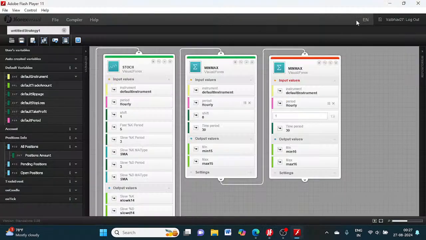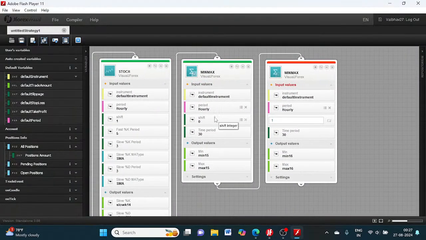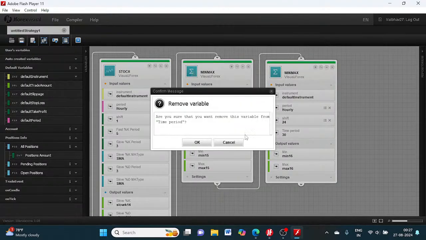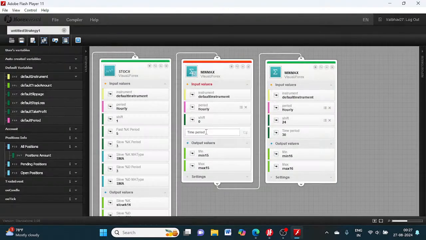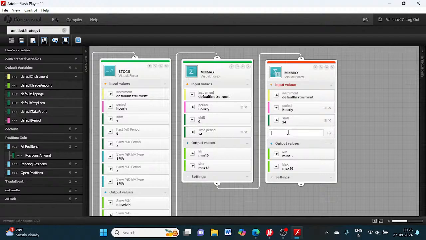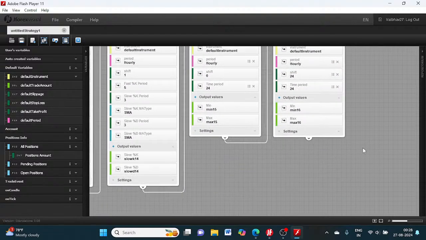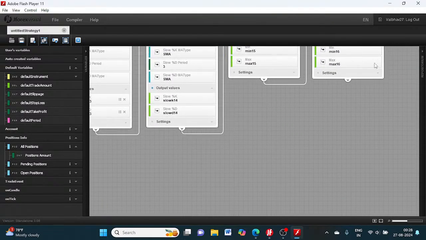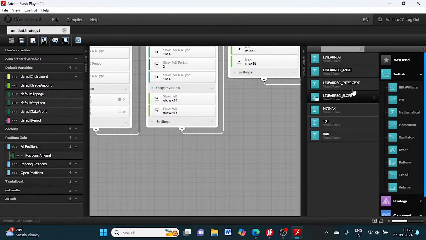All right, so here the look back period is going to be 0 and 24, and for the time period also we are going to rely on 24. That is going to be the calculation period. Okay, now I feel we can add simple conditions for the execution.